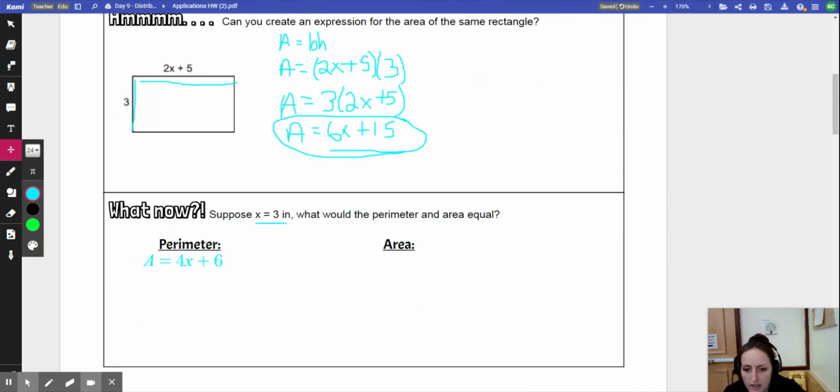Now, if x equals 3, what that means is I'm going to substitute 3 in for my x in this expression. So we get P equals 4. Now the invisible operation that connects the 4 and the x is multiplication. So we're going to have 4 times 3, and then we bring down the plus 6. So we get 4 times 3 is 12 plus 6.